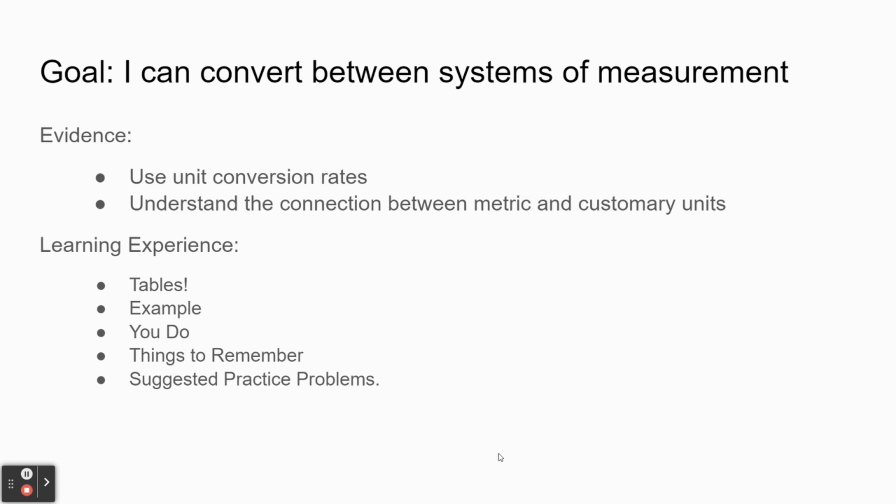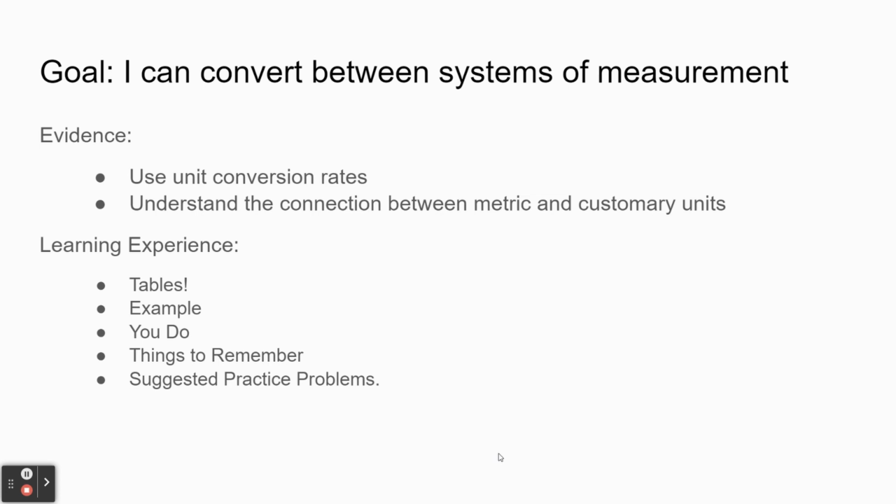Our goal for today is to convert between systems of measurement. So we're going to switch between customary and metric as we so choose. Evidence-wise, we're going to use the conversion rates. They're the same ones that we learned in the last video. If you haven't watched that, make sure you go watch it. There's a card up in the top right corner there for you to click on if you need.